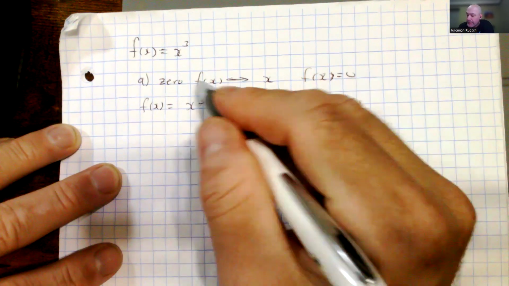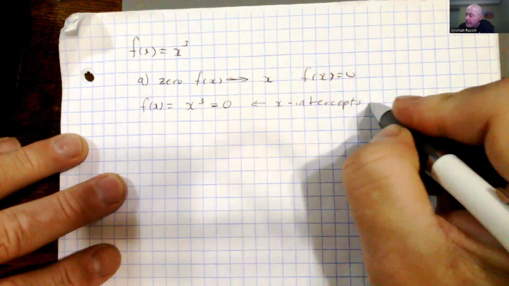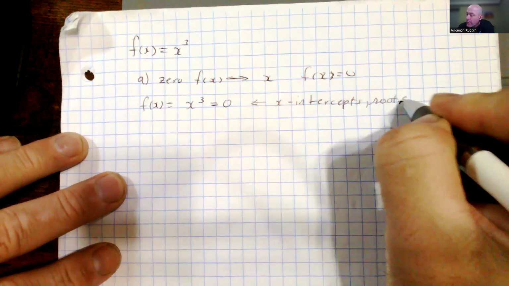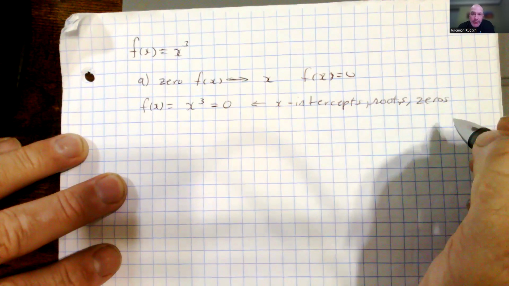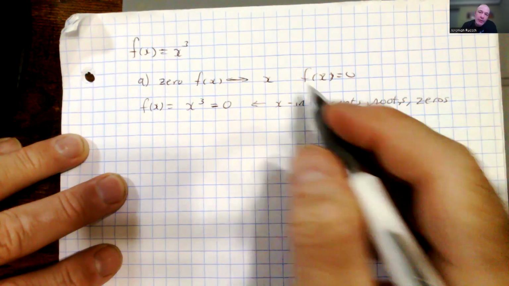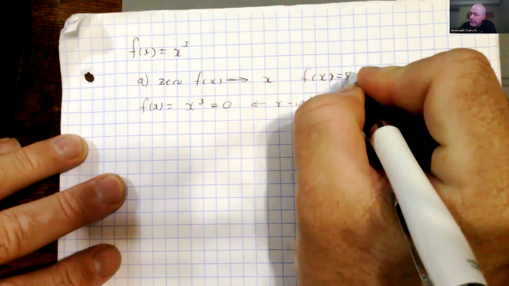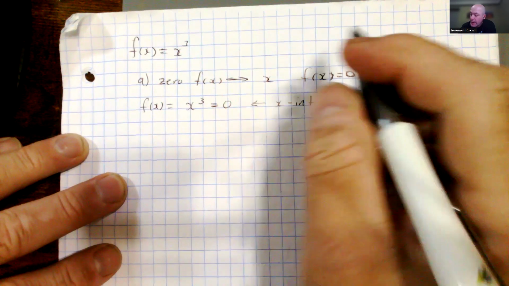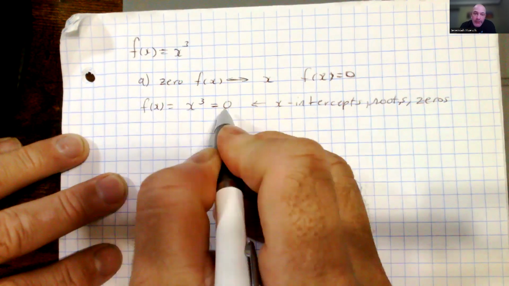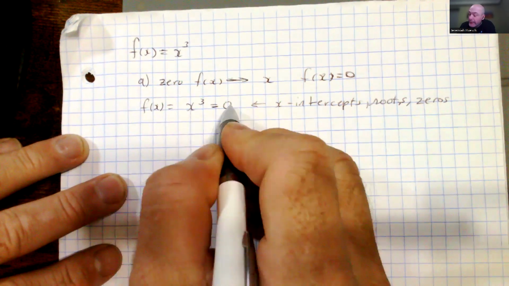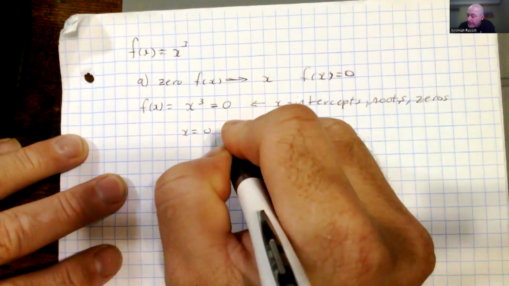So the zeros of f of x are often called the x-intercepts or the roots or the zeros. These are three common names associated with this process of finding the value of x when the function is equal to 0. And for us, since we're assuming x is a real number, the only value that gives 0 when you cube it is when x is identically equal to 0. So this is our x-intercept.